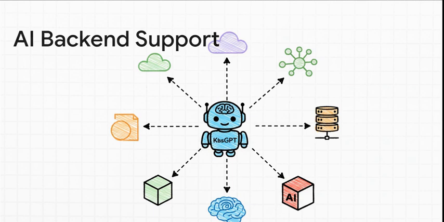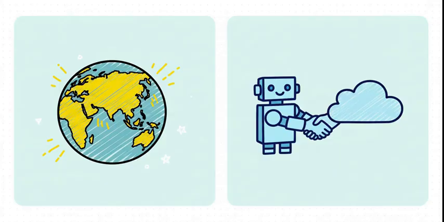It supports a massive range of AI backends. We're talking OpenAI, Anthropic, Azure, Google, Amazon, but also local models like Ollama if you need to keep things in-house for privacy. This means you can pretty much bring your own AI and plug K8sGPT right into your workflow, whatever it looks like.